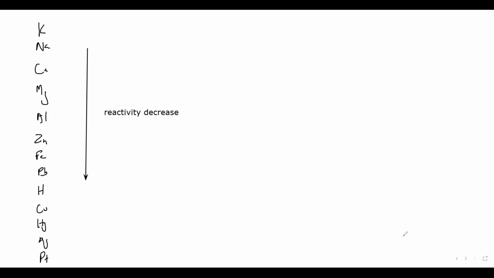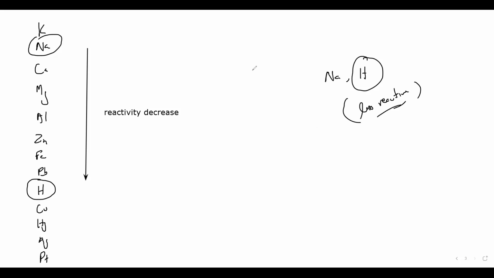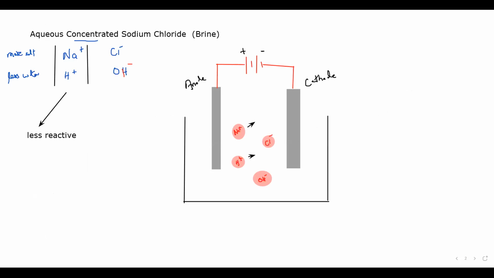Which are the two positive ions we have? We have sodium and hydrogen. Which is less reactive between sodium and hydrogen? Down in this series the reactivity is decreasing, so hydrogen is less reactive. For positive ions, always the less reactive is able to discharge or be collected. Sodium is also attracted, but hydrogen is able to move easily.